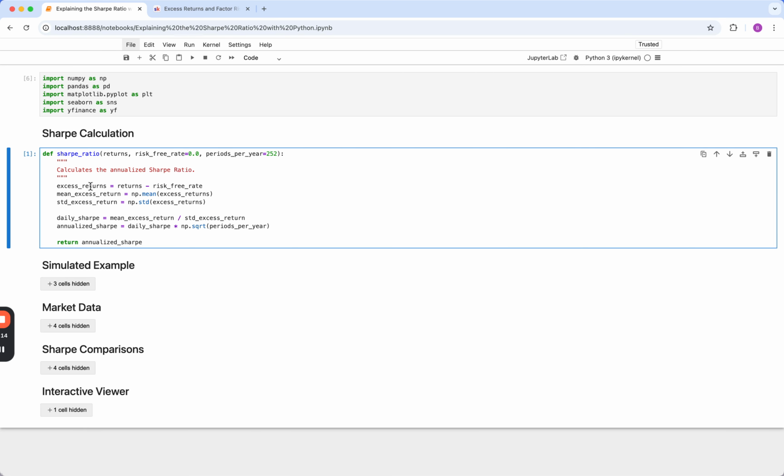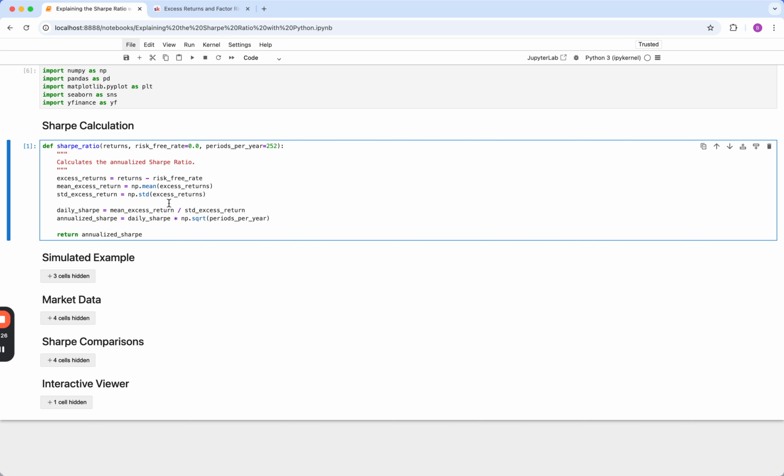The first thing we'll do is calculate our excess returns just by subtracting the risk-free rate from our returns series. Then we'll calculate the mean, which is the average, and the standard deviation, which is the volatility. We'll calculate the daily Sharpe ratio as the mean excess return divided by the standard deviation. And finally, we'll annualize it by taking the daily Sharpe and multiplying it by the square root of 252. That gives us our annualized Sharpe.